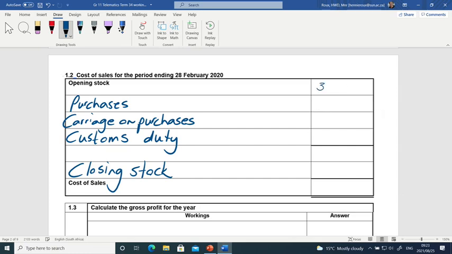They gave us the opening stock, 320,000. Purchases, remember it's now credit and cash purchases, 710,000 plus 240,000. Carriage on purchases given as 162,000 and custom duties given as 56,000. So that's the information that we got from that first table. They didn't give us the closing stock there. Now we have to read through the other information.